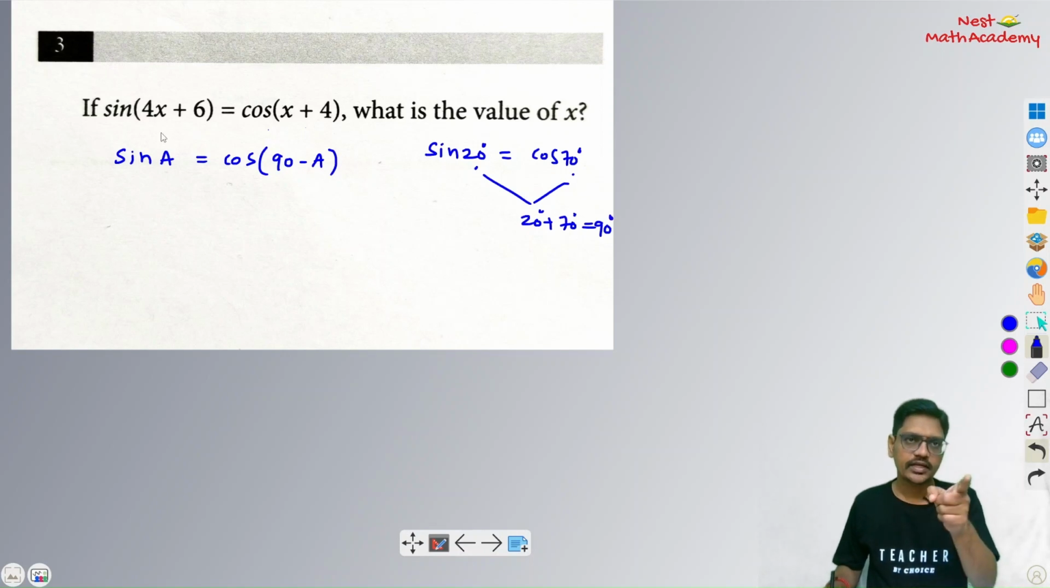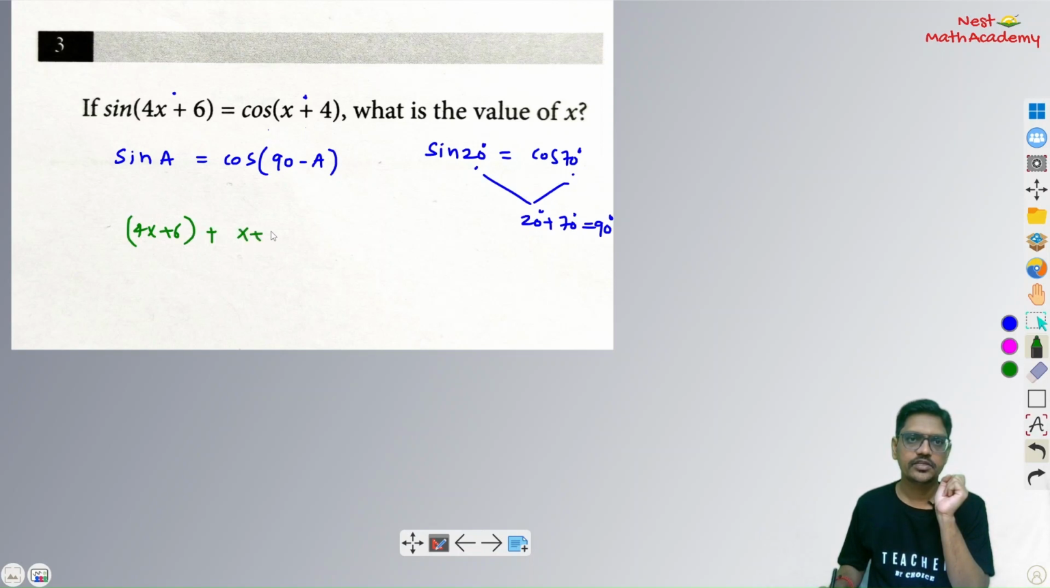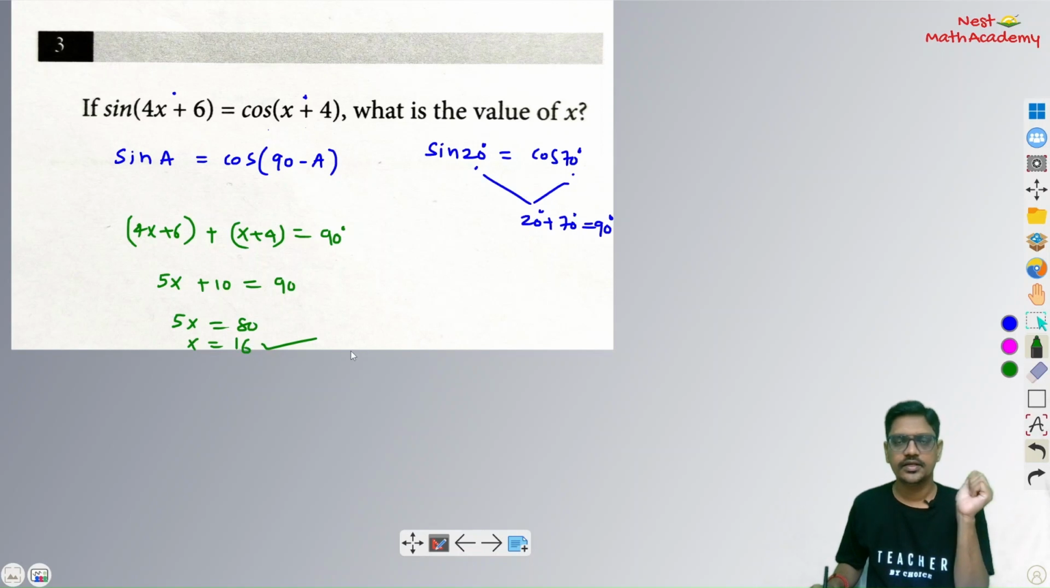Therefore, here they're claiming the same thing, sine of 4x plus 6 is equal to cosine of x plus 4. That means that these two angles must be complementary. So add them up, 4x plus 6 plus x plus 4 must be equal to 90. That's all. This is a single variable equation, solve for x. So 4x plus x, like terms, put them together, 5x, and 6 plus 4, 10, is equal to 90. Subtracting 10 on both sides, 5x is equal to 80. Dividing with 5 on both sides, x is equal to 60. That is the answer.